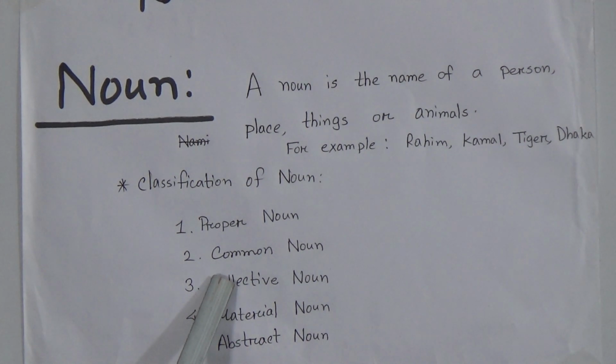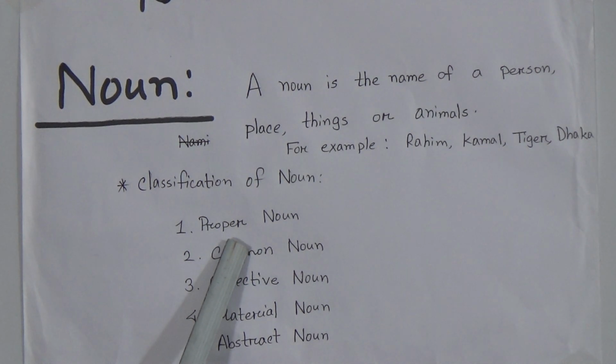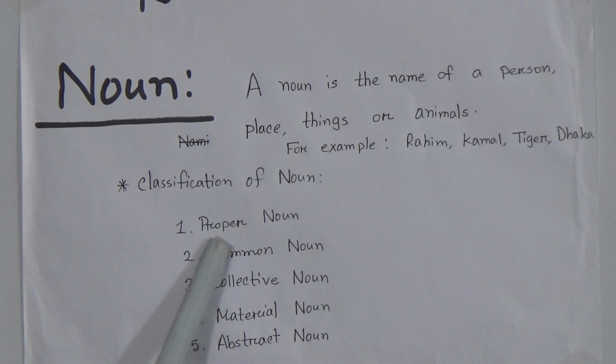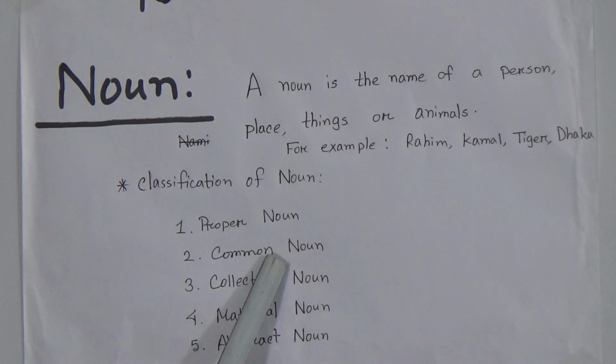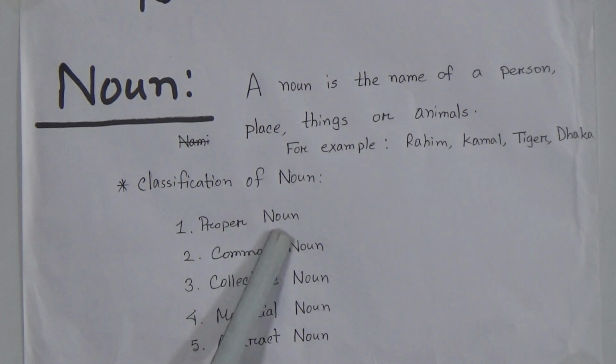Dear students, about proper noun. We can say a proper noun is the name of a particular person, animal, place or thing. Clear? I am going to repeat this once again. A proper noun is the name of a particular person, animal, place or thing. And of course, always keep in your mind that this proper noun begins with a capital letter.